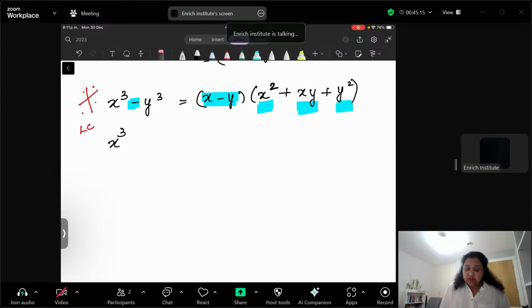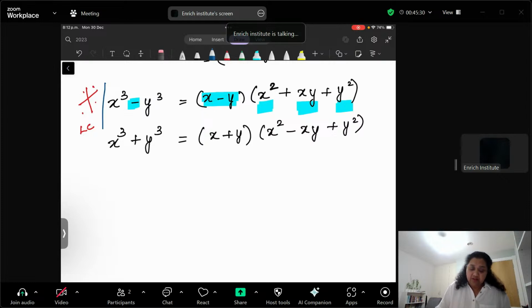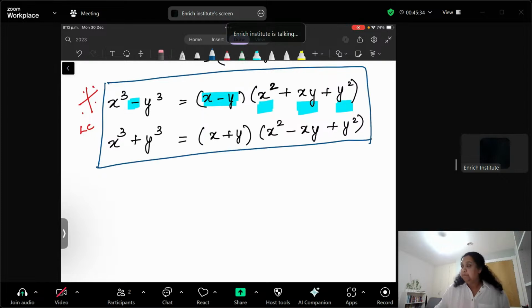The next one is x cube plus y cube. So that is x plus y times x square minus xy plus y square. If you understand the pattern and if you learn these two by heart, you will be able to do certain questions. I'll show you one example of this.